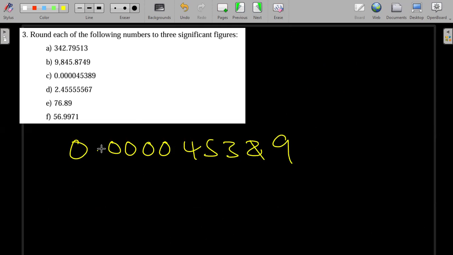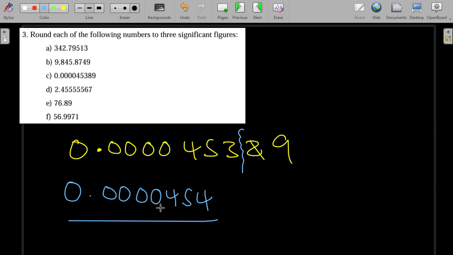We round off what? 8. 4. Okay. We round off from where? Where should we round it off? 8 and 3. To the left. Okay, it is 8 to 3. Okay, then it becomes 4. We are rounding off from here, right? Yes. Okay, so we are going to have 0.0000454. Okay, so we have rounded off to 3 significant figures.